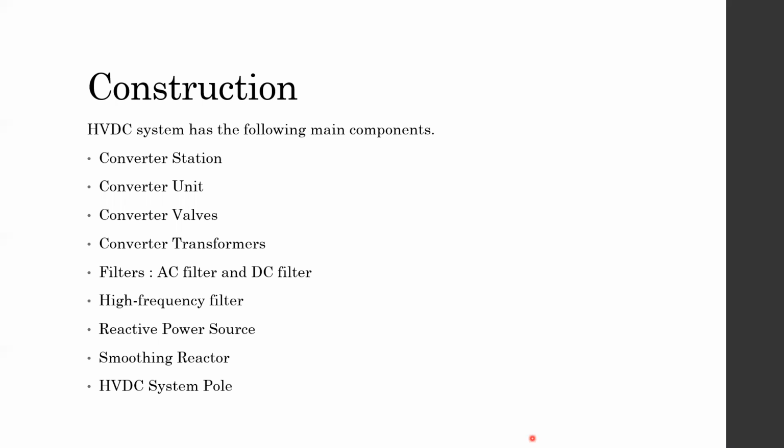What are converter transformers? These are transformers which are used before the rectification of AC in the HVDC system. Filters. Filters may be AC or DC. What is the use of high frequency filters? These are provided to suppress the high frequency currents. What do you mean by smoothing reactors? Smoothing reactors are used on the DC side to smoothen the DC current as well as for protection purposes.